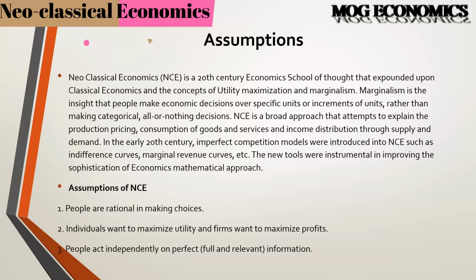So in the early 20th century, imperfect competition models were introduced into NCE, such as indifference curves and marginal revenue curves. Of course, we also have the utility curves, that curve that continuously slopes downward as a consumer consumes more units of the commodity. So you have all of that too, the marginal product curve, etc.